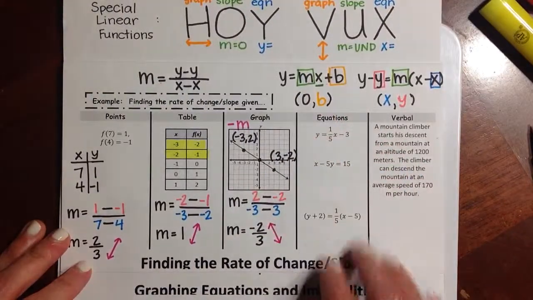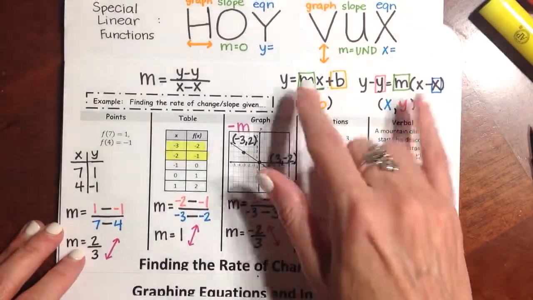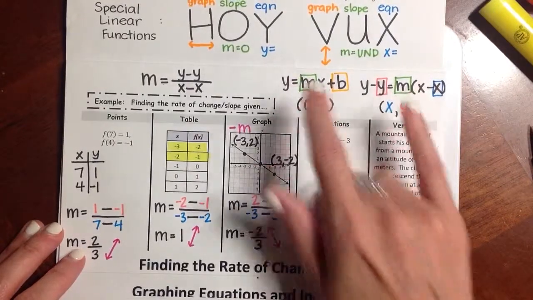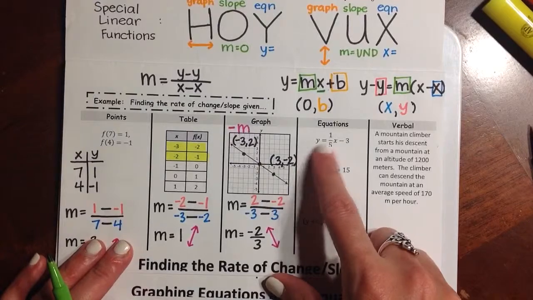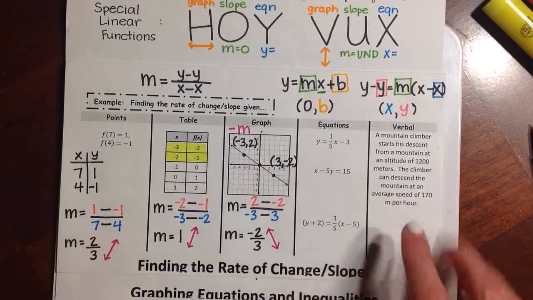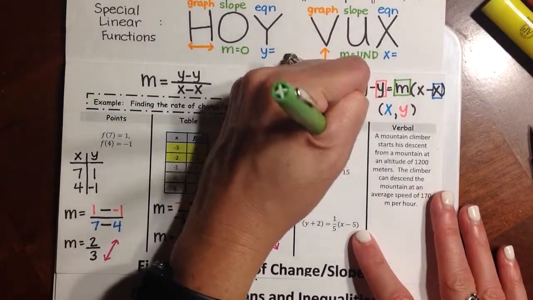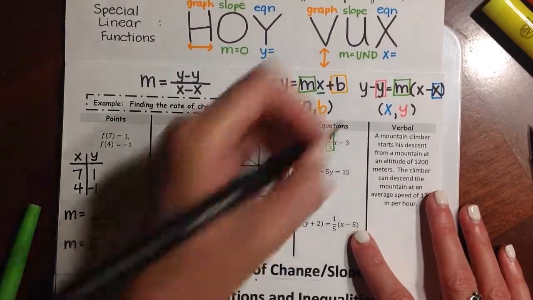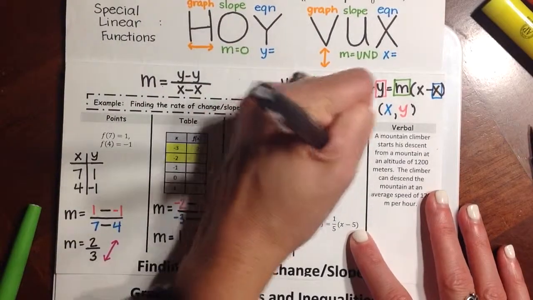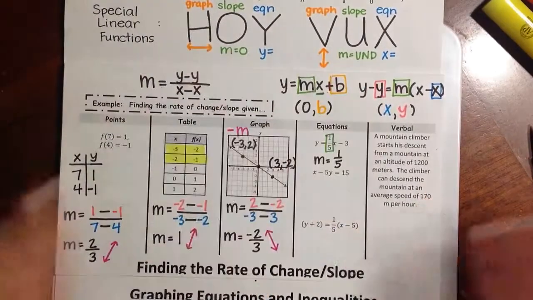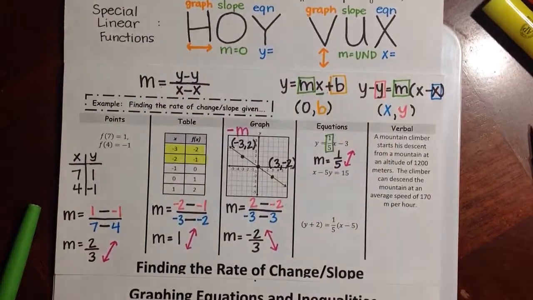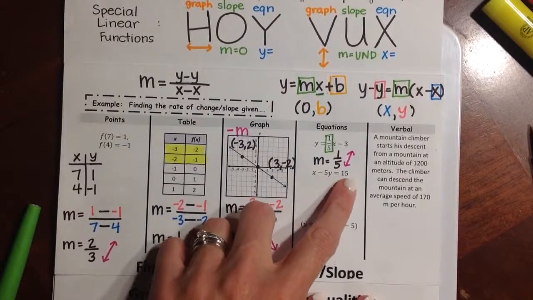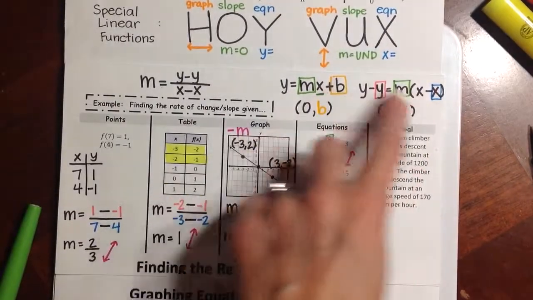Alright, so now looking at equations, if it's in the right format, you should be able to look at your equation and get your slope right off the bat. This is y equals, so I know it's in y equals mx plus b format. So my slope is, find the x marks the slope. My slope is 1/5, and I now know that my line is a positive line and is going to slant upward.